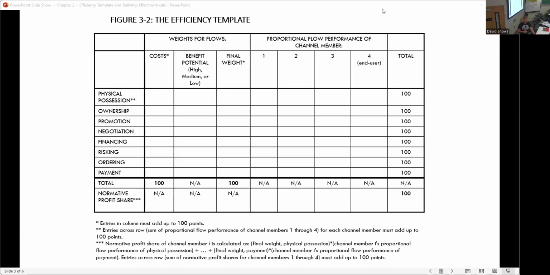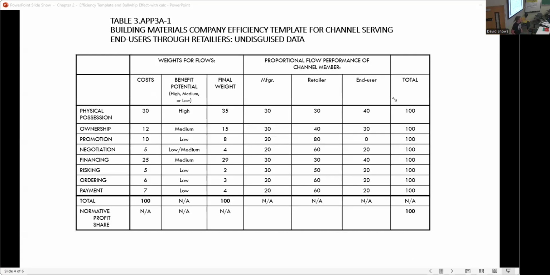And so here we go with the efficiency template. The first thing I want you to notice is here we have all of the marketing functions, all of the channel functions and the costs. I'm going to go ahead and fill this in with the next slide to give you an idea of what the actuals look like.